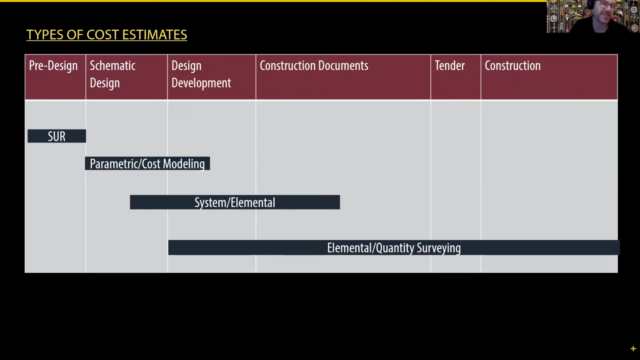And in the pre-design phase, that's really all the information you have to apply. And so you might look at what were the last 10 projects done in HRM that did housing and what was their cost per unit.